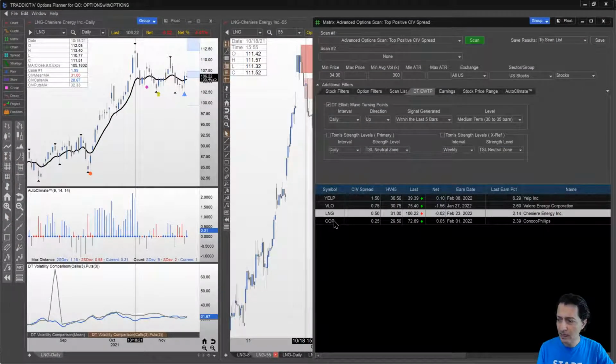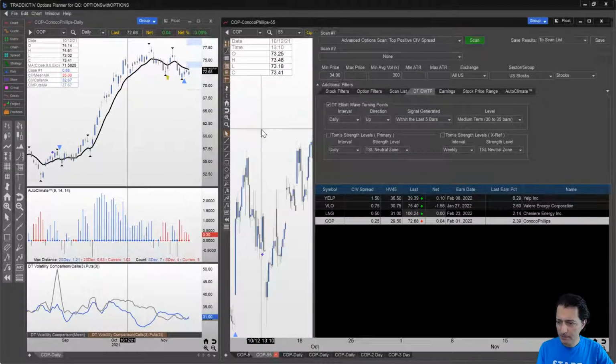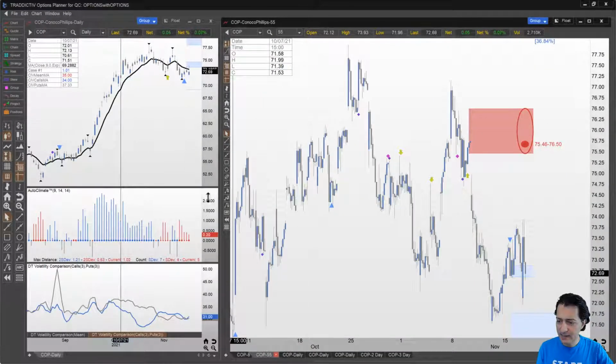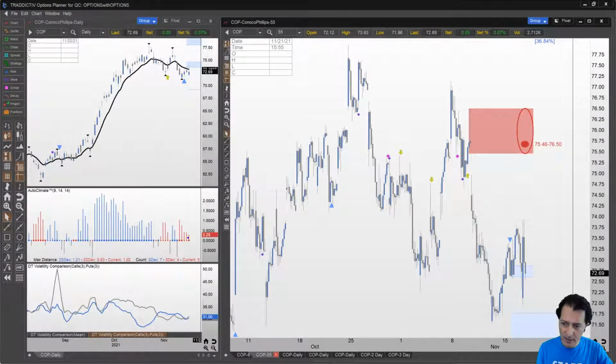Okay, so let's take a look at COP, ConocoPhillips. Maybe that one will be a better choice. In this case, we are in a down climate. Not too concerned because again I'm relying on Elliott wave. And also it's 5 out of 4, so that down climate is quite exhausted. It's supposed to start going up.